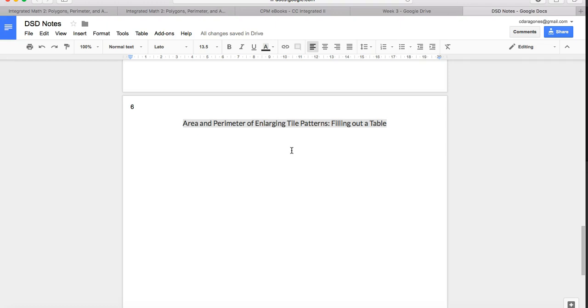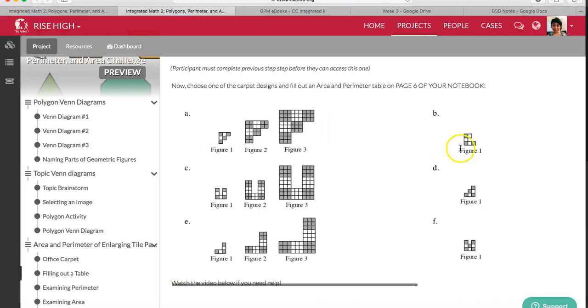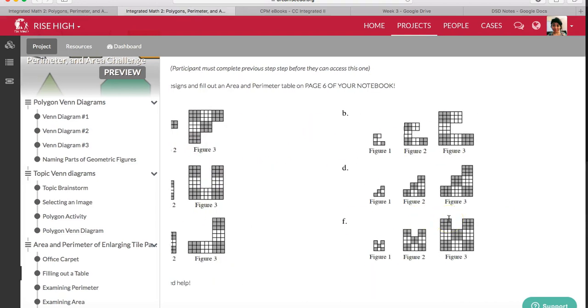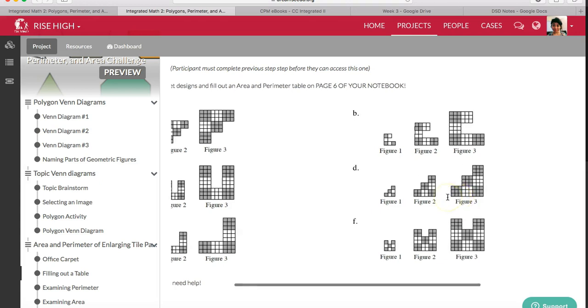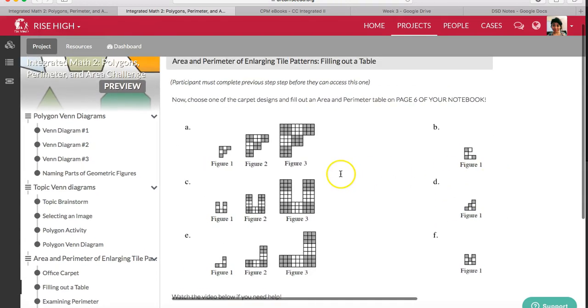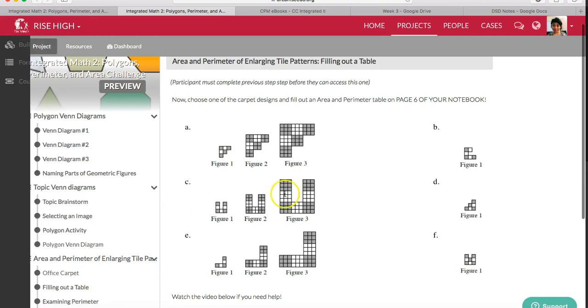Okay, so the very first step is you actually need to choose one of the tile patterns provided. If you look on Dream See Do, there are 6: A, B, C, D, E, F. And we're trying to make a carpet for the office, so it's up to you to choose which design you would prefer. For this example, I'm going to choose letter A. I'm going to take this pattern and draw it out in my notebook.